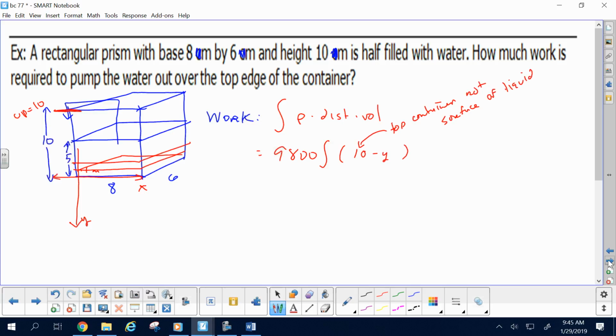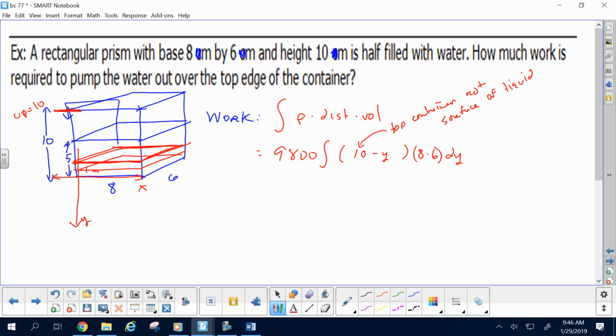All right? You might say, what about the 5? Where does it come in? And it'll come in a second. What about the volume? Now, I'm talking again, not the volume of the whole thing, but the volume of each of these little sheets. So what's the volume of each of those? 8 by 6 by dy.